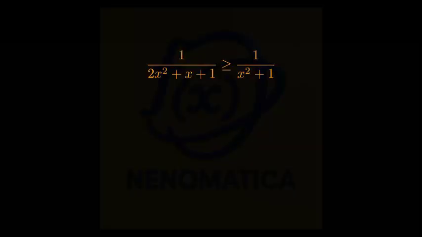In this lesson, we will solve a rational quadratic inequality step by step using a clean sign analysis and a clear number line visualization. Step 1. Move all terms to one side and compare to 0. We subtract 1 over (x squared plus 1) from both sides.